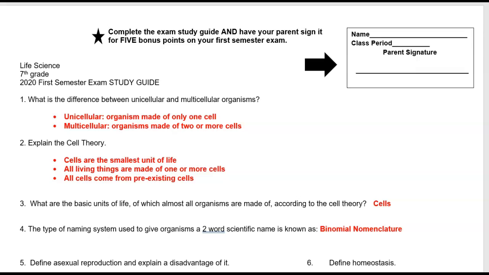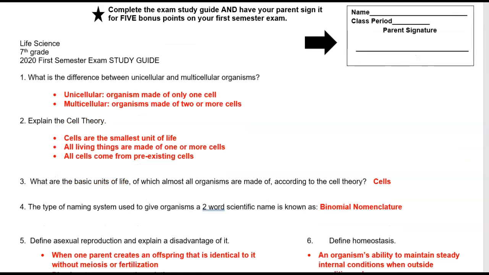Okay? And cell theory: all cells are the smallest unit of life. All living things are made of one or more cells, and all cells come from pre-existing cells. The basic units of life, which according to cell theory are cells, right? And make sure you get the correct answers. You can look them up on your own, and then see if they match with what I have here. But I want to make sure that you've got the correct answers so that you're not studying anything wrong. The naming system used to give organisms a two-word scientific name is binomial nomenclature.